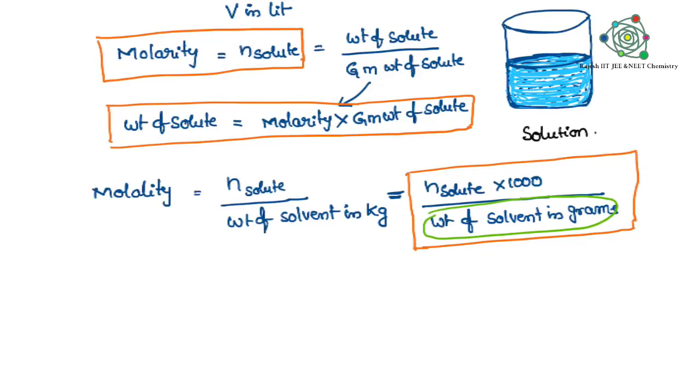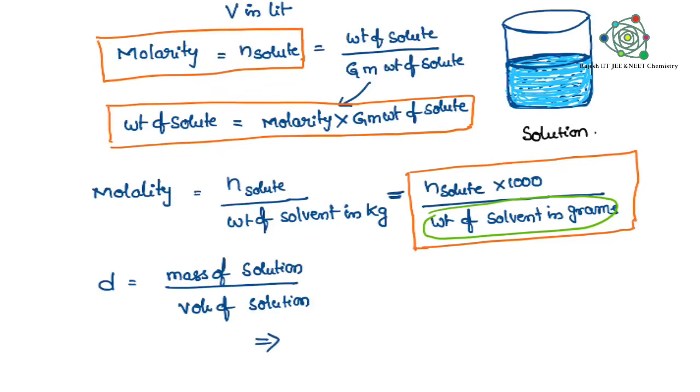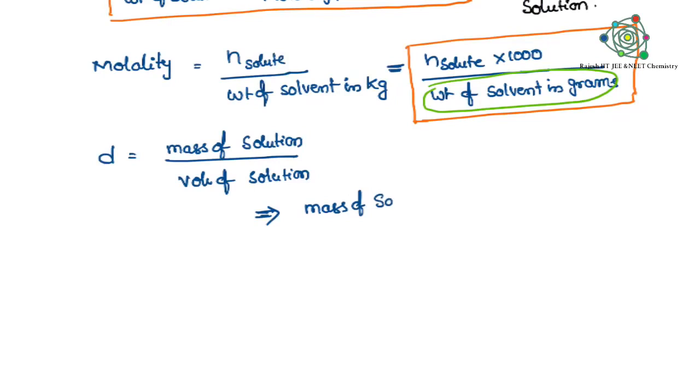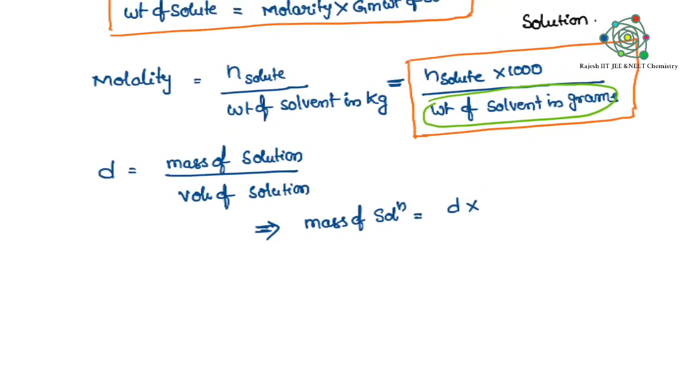To find that out, I am taking the density of the above solution. Density is equal to what? Mass by volume. Mass of solution divided by volume of solution. Is it clear? Now mass of solution is equal to density into volume of solution. So volume we have taken, generally, 1 liter.